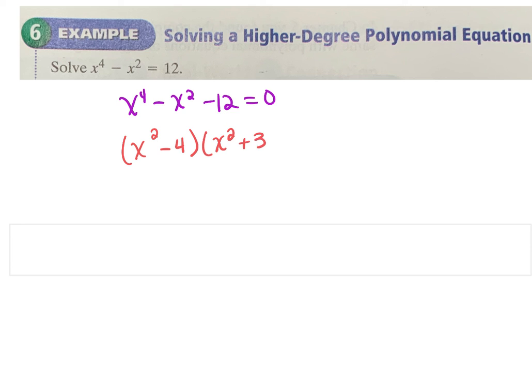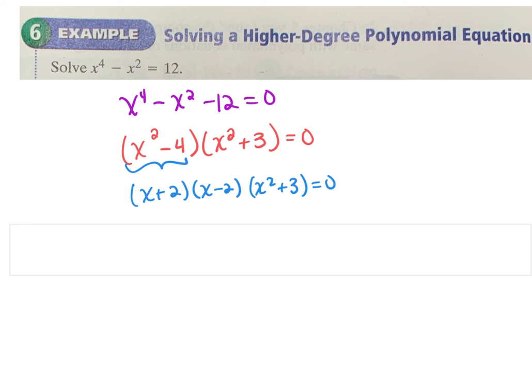Now, you can continue factoring, right? So if it says factor completely and then solve, you would want to say x plus 2, x minus 2, x squared plus 3 equals 0. And then solve. Remember, it's equal to 0, so you need to keep going. You're not done yet, okay?